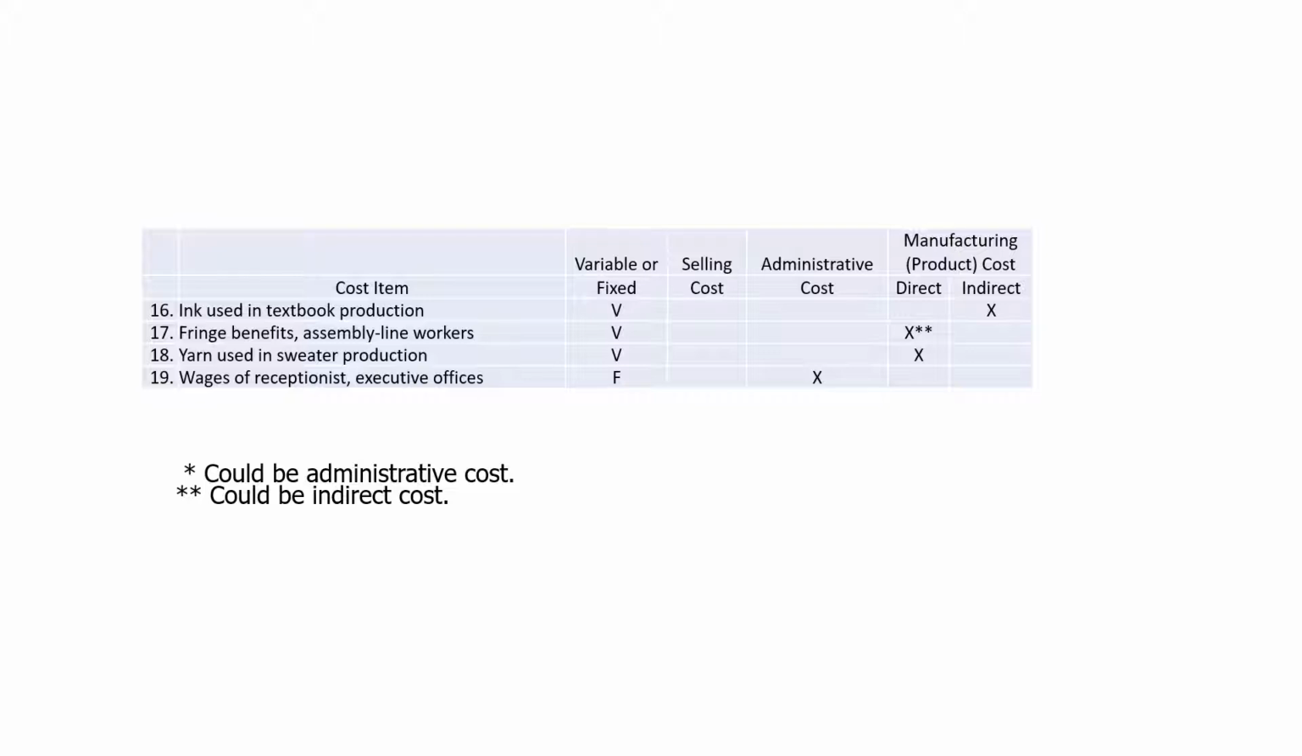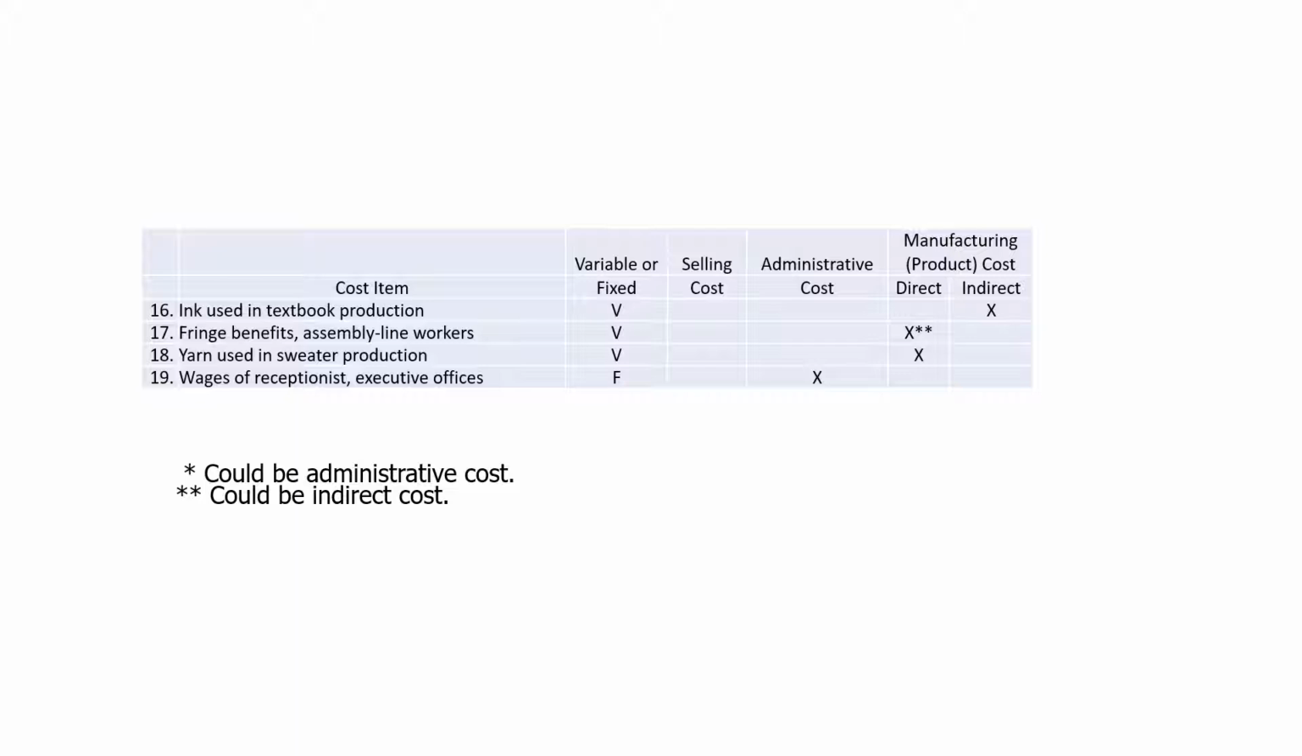Ink used in textbook production. Again, how do you measure how much you're actually using? It's very hard to do that. So, the more textbooks you produce, the more ink you'll use. So the cost will increase, so it varies according to how much you produce, but it's considered an overhead. It's very hard to trace it as a direct material.